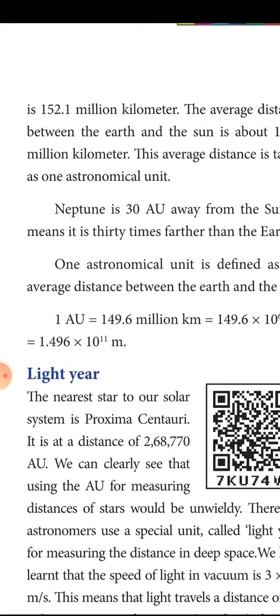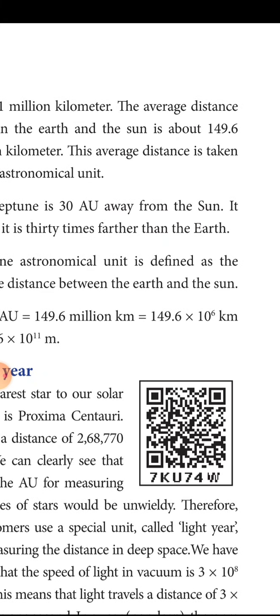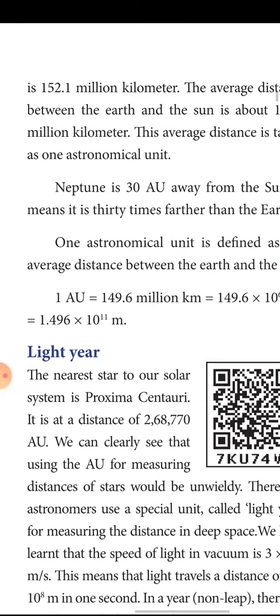What is one astronomical unit? The distance between the sun and earth is one astronomical unit. That distance is measured as 149.6 million kilometer. That is 149.6 into 10 power 6 kilometer or else 10 power 11 meter.